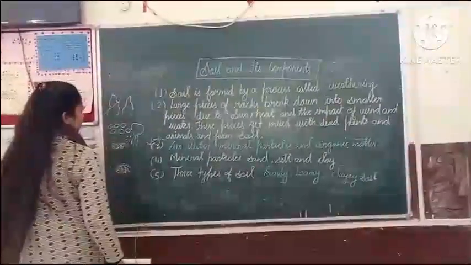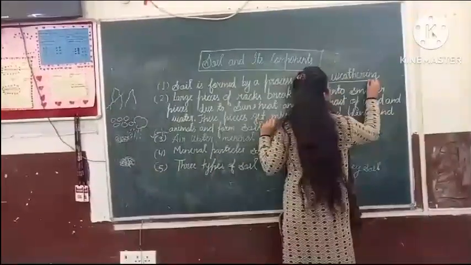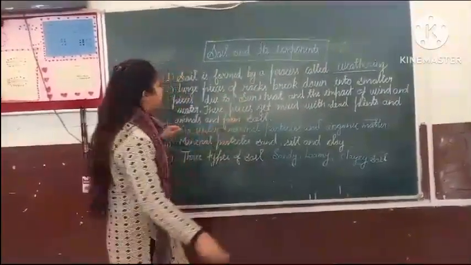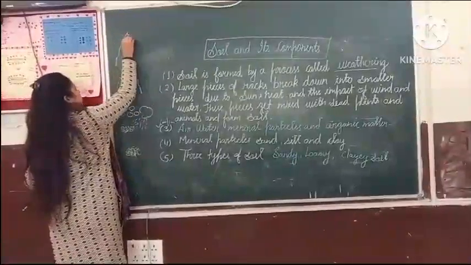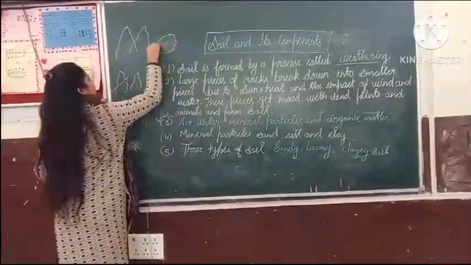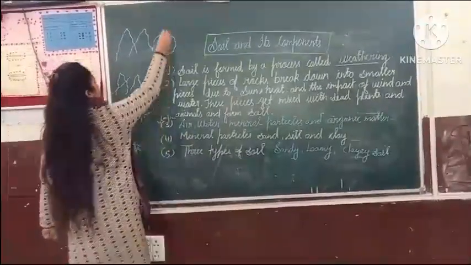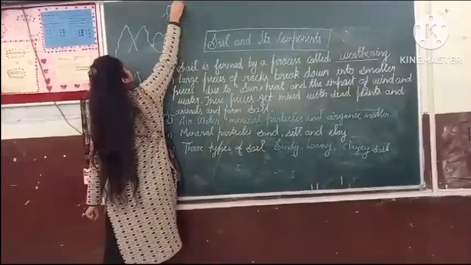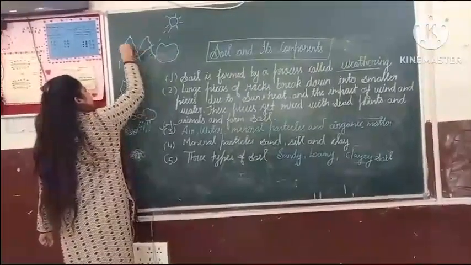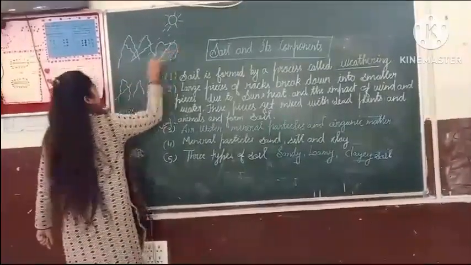Now see, soil is formed by a process called weathering. With this process, soil is formed. And how is it formed exactly? Now see. Firstly, large pieces of rocks, rocks you know, break down into smaller pieces due to the heat of the sun. When the sun is heating them, they break down into smaller pieces. Break down means ये break हो गए into smaller pieces like this.